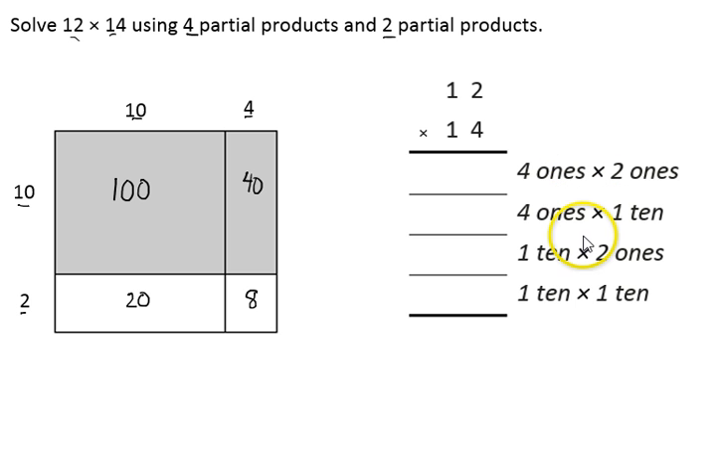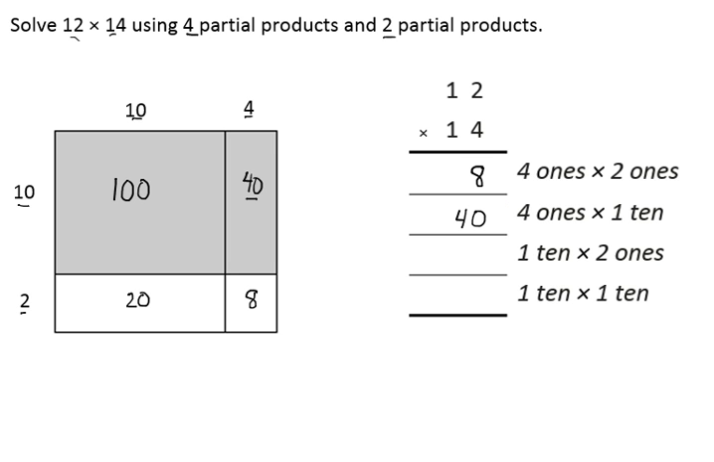This list at the side is telling me the order in which to write my products. First, I'm going to write what I got when I took 4 ones times 2 ones. 4 times 2 is 8. Then I took 4 ones times 1 ten. That was here. 4 times 10 is 40.